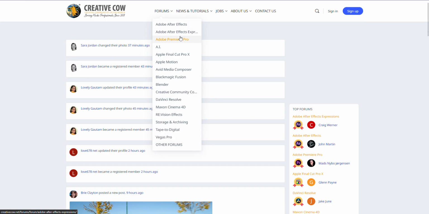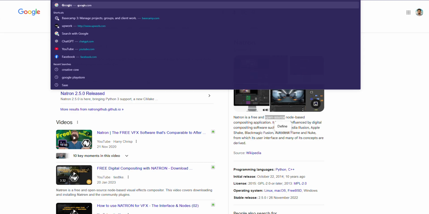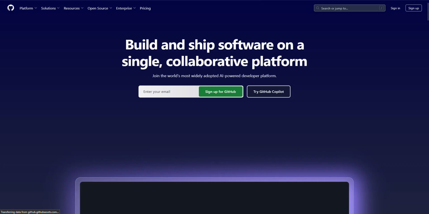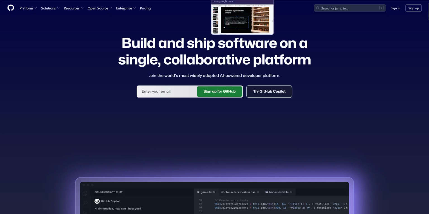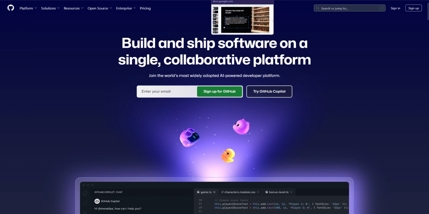So there's After Effects, Premiere Pro. Basically it's like a forum. So we also have GitHub. GitHub is another forum where people can go and find solutions, right?